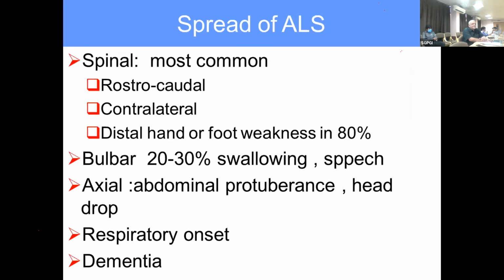Then, ALS has a spread. The spinal form is more common, and it may be rostrocaudal or contralateral. It may begin in the cervical region, or the upper limb may be affected first and the lower limb later on, or it may start from the lower limb and go to the upper limb. So this may be rostrocaudal spread. Then it may start from one side, the Mills variant, and then go to the other side. There may be bulbar involvement, with 20 to 30% having swallowing or speech abnormalities. Axial involvement will lead to abdominal protuberance and head drop sign, which everybody knows. And sometimes there will be respiratory involvement in ALS.